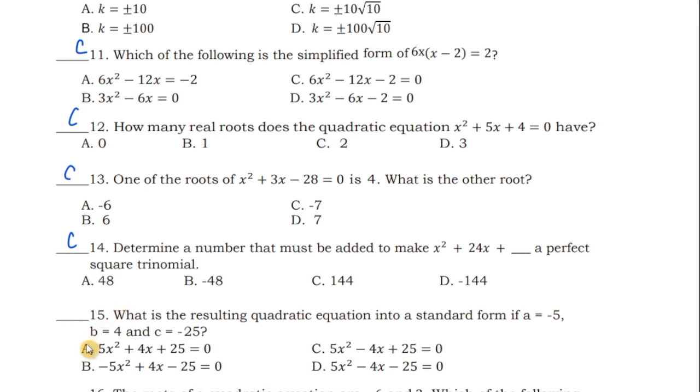What is the resulting quadratic equation in the standard form if a is negative 5, b is 4, c is negative 25? A, 5x squared plus 4x plus 25 equals 0. B is negative 5x squared plus 4x minus 25 equals 0. C is 5x squared minus 4x plus 25 equals 0. D, 5x squared minus 4x minus 25 equals 0. So the answer for this number 15 is C. There are so many C's here.